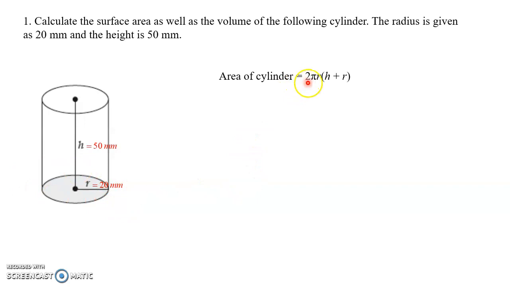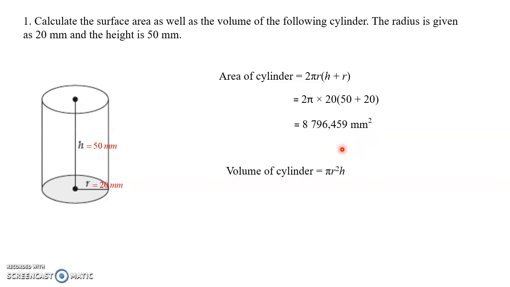The area of the cylinder is 2 pi r into h plus r. Simple substitution, because I know the radius is 20 and I know the height is 50, gives me an answer of 8,796.459 millimeters squared. What about the volume? The volume is pi r squared h. I know the value for r, I know the value for h. Simple substitution, simple calculator work, and I end up with the volume, which is given in millimeters cubed.